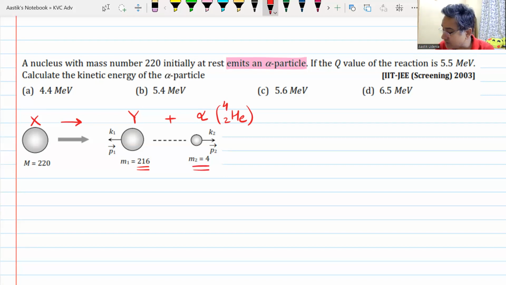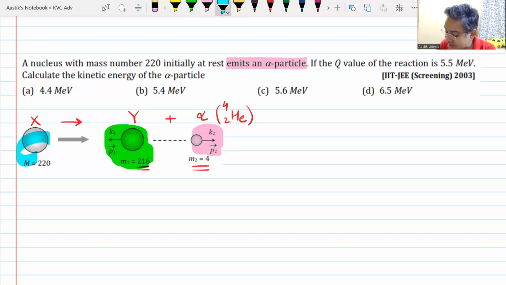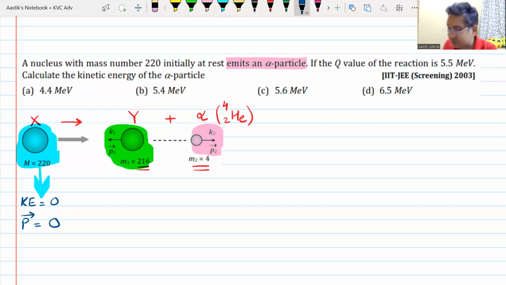It will have some kinetic energy. They have called that kinetic energy as K2. It will have some momentum. They have called the momentum as P2. The daughter nucleus will also have some kinetic energy. Let us call it as K1. It will have some momentum. Let us call it as P1. Remember, the mother nucleus, the kinetic energy was zero, as well as the momentum was also zero. So this is the hint that I am going to give you. I'll give you 2 minutes to solve it. If not, I'll solve it after 2 minutes.